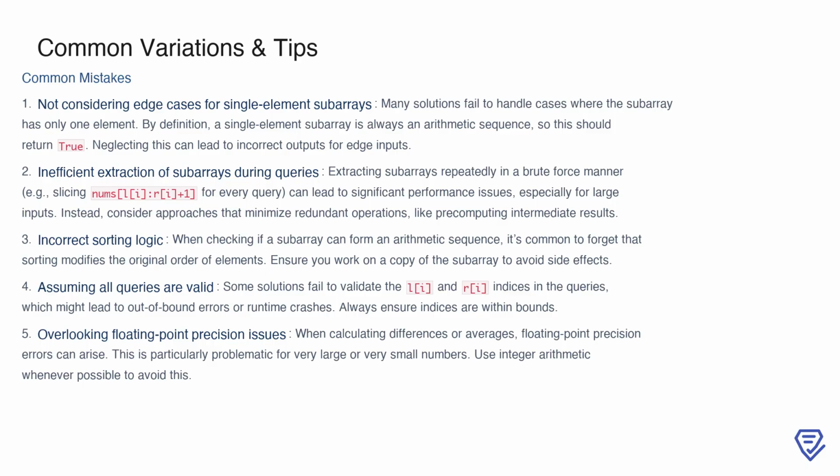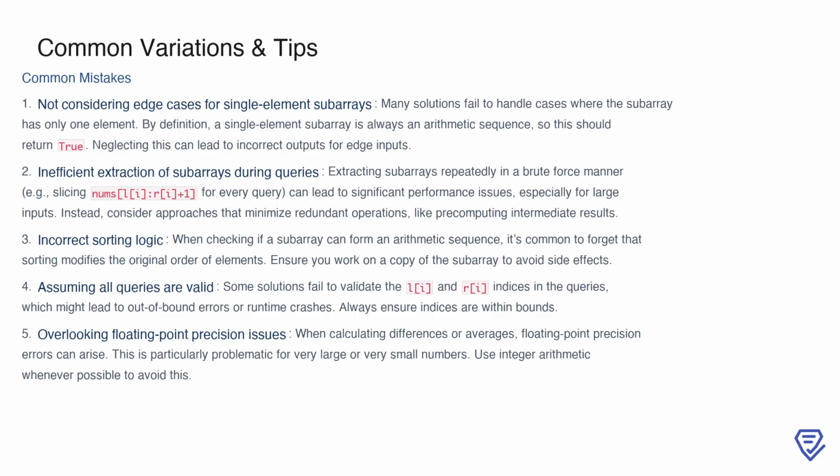Next, inefficiently extracting subarrays during queries is a frequent performance bottleneck. For example, repeatedly slicing the array for each query can be computationally expensive, especially for large datasets. Instead, consider methods that minimize redundant operations, such as pre-computing intermediate results.